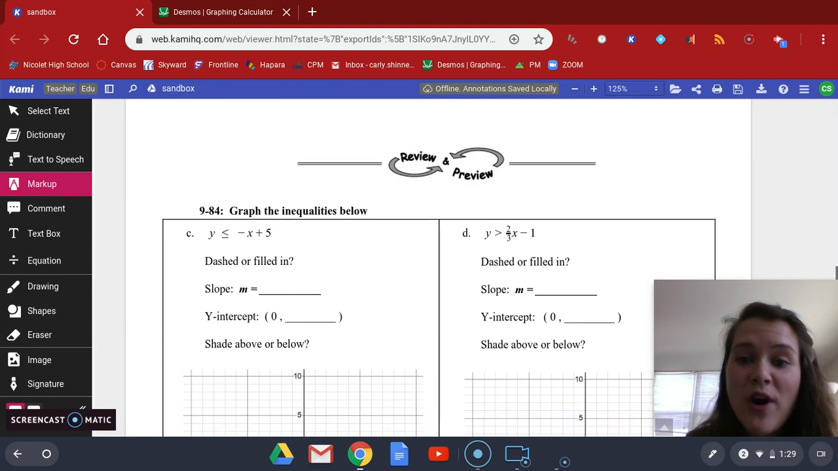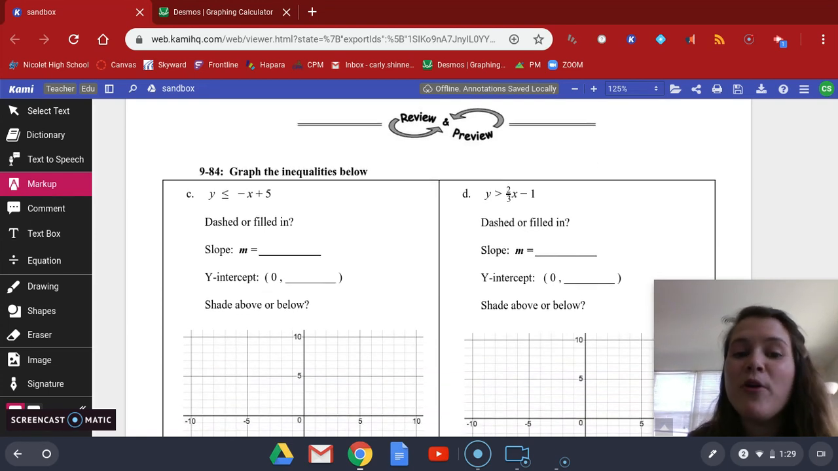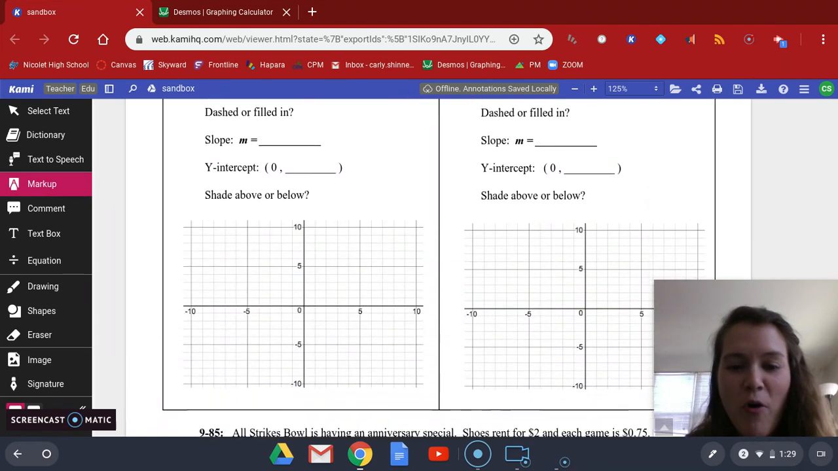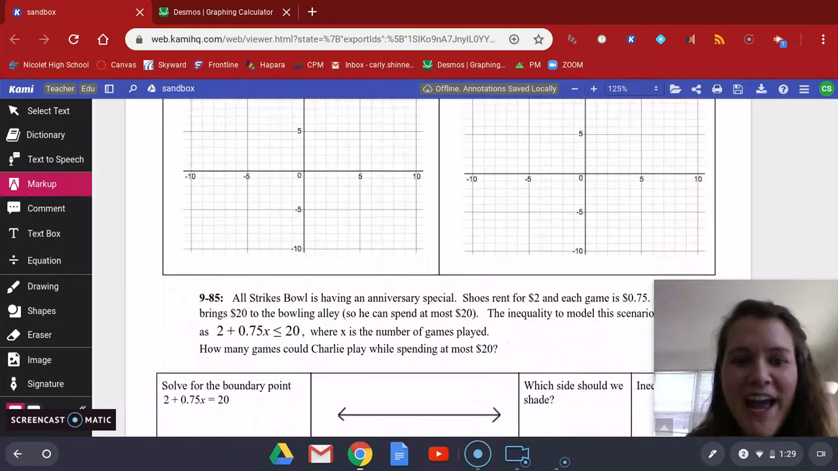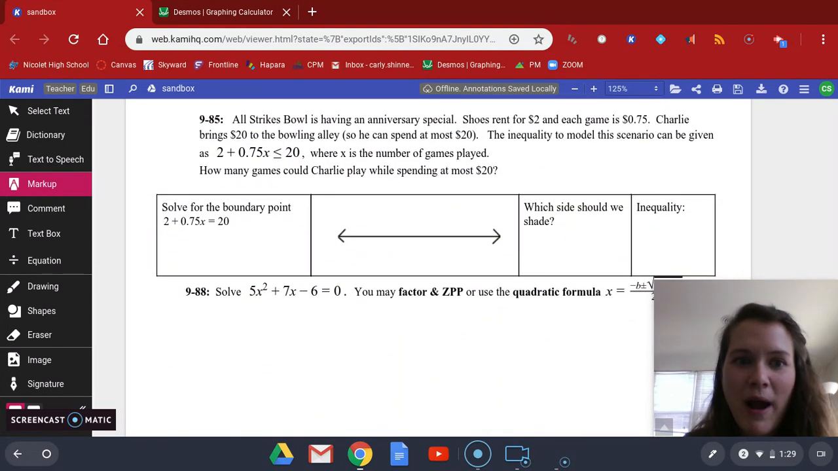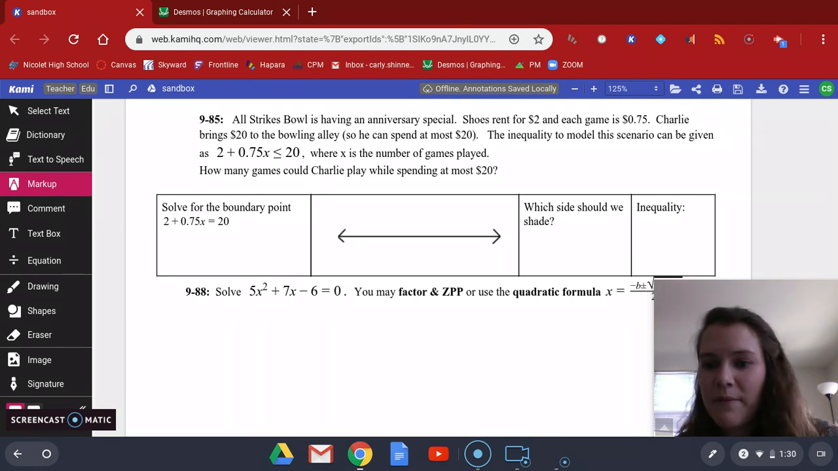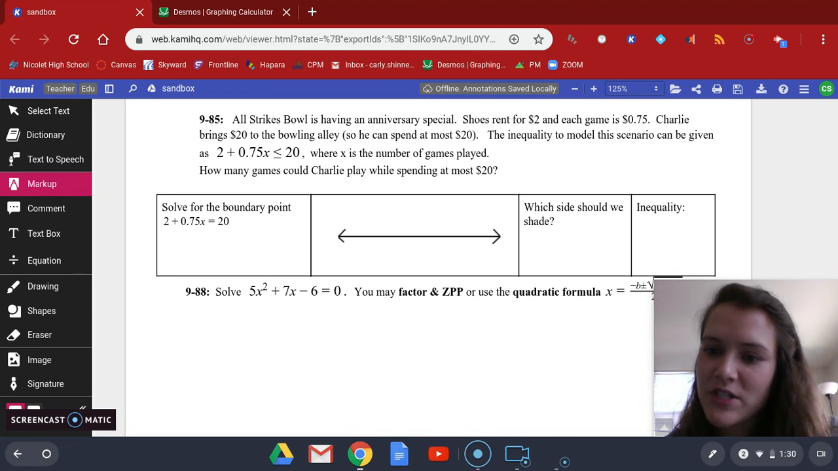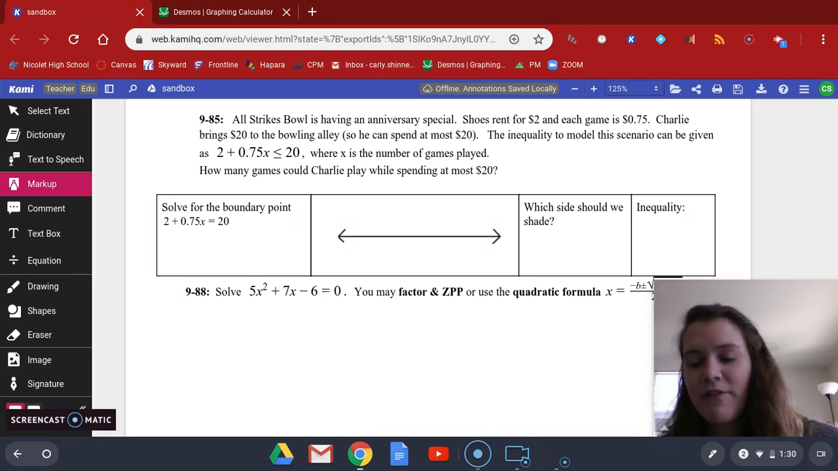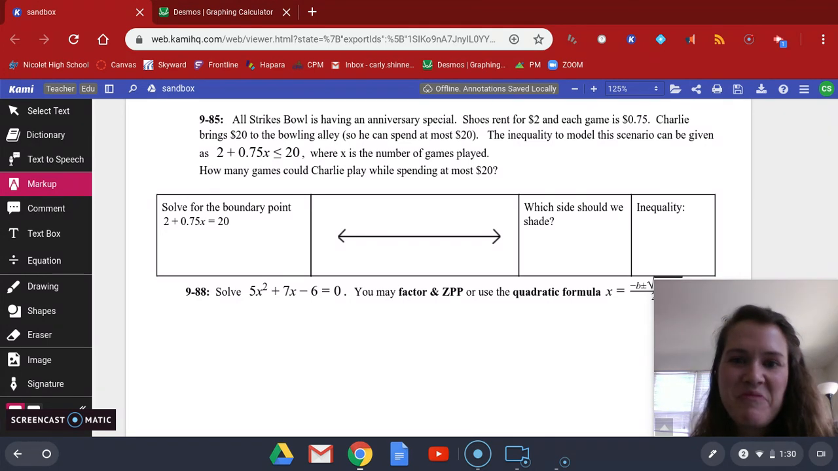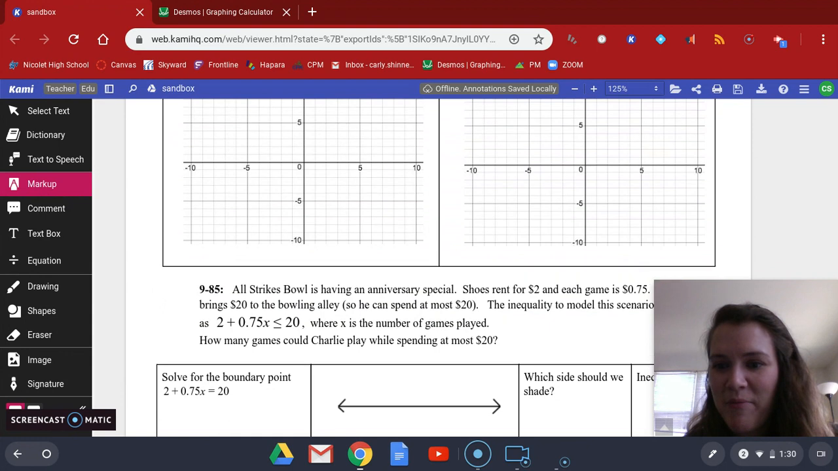And so try the review preview. We've got a couple more linear. I didn't give you any parabolas in the homework, so don't be too scared here. And then we've got a bowling problem, which is kind of a nice problem, I think, because it's really realistic, where Charlie brings $20 to the bowling alley. How many games can he play? So I find that kind of relatable, right? You bring money out and you're like, okay, how many French fries can I get with the money that I have? And then we've got a little quadratic review problem for you, all right?